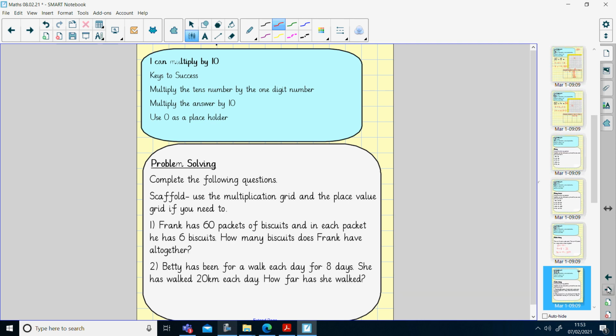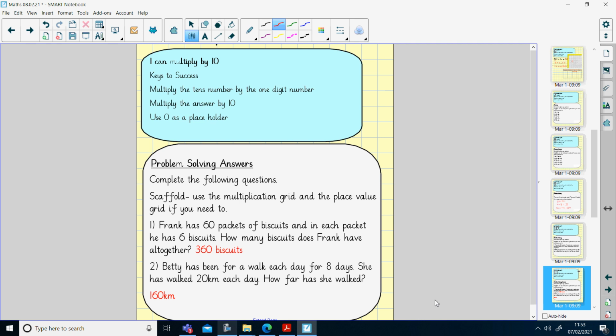What I'd like you to do, children, is have a go at these 2 problem solving questions here. Again, use the multiplication grid and the place value grid if you need to. Pause the video, have a go at the problem solving questions and then come back to me.